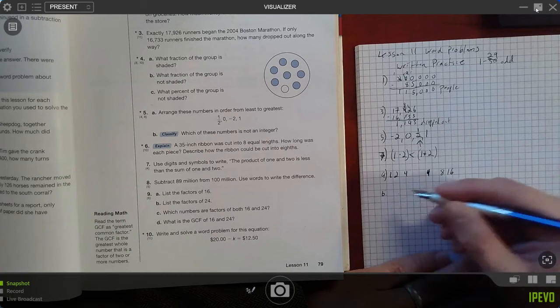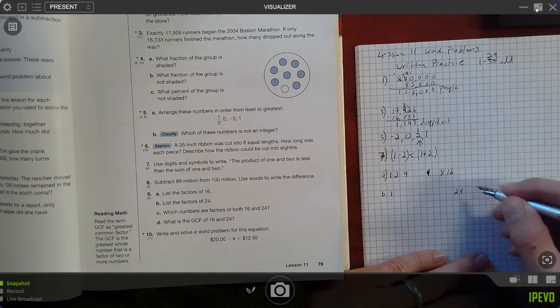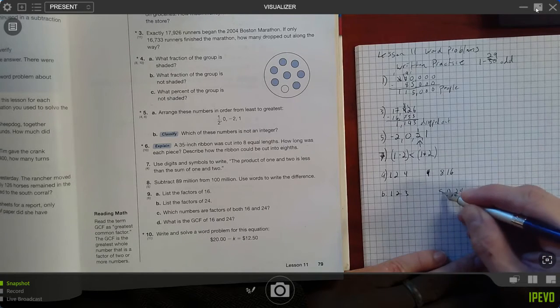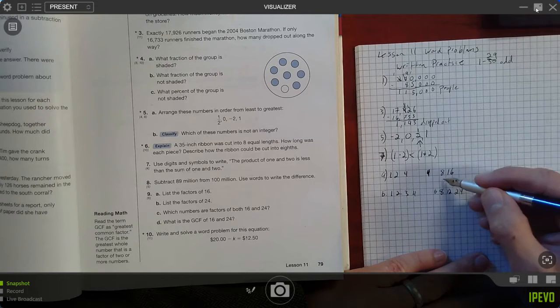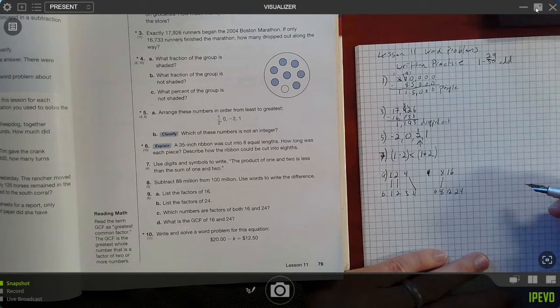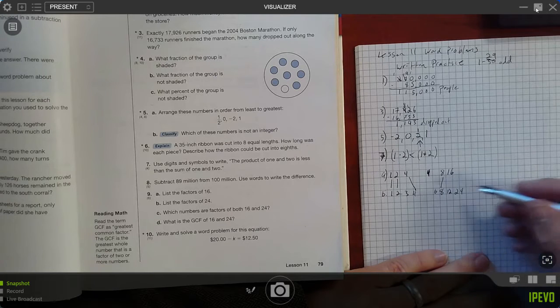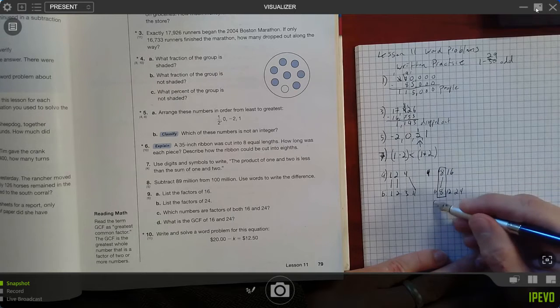Part B. List the factors of 24. 1, 24, 2, 12, 3, 8, 4, 6. Okay. Which are the common factors? So that's 8, 4, 2, 1. Which is the greatest common factor? That's going to be 8. Greatest common factor.